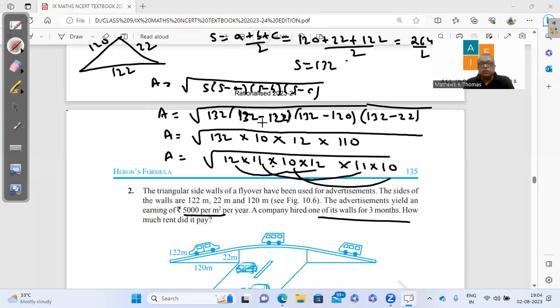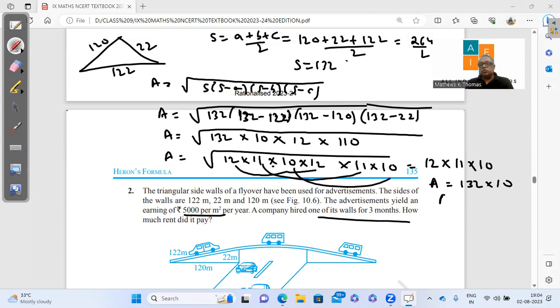Okay, this should be 132 minus 122, 10. Okay, so this will be 10. So 132 can be written as 12 into 11. This 10 I will write as 12 itself. 12 itself, 110, 11 into 10. Now I will form groups. So what I realize is there is a group of 12. So 12 is coming out. There's a group of 11 and there's a group of 10. So area is going to be 132 into 10. So area we have found out as 1,320 meters square. This is going to be the area of this board.